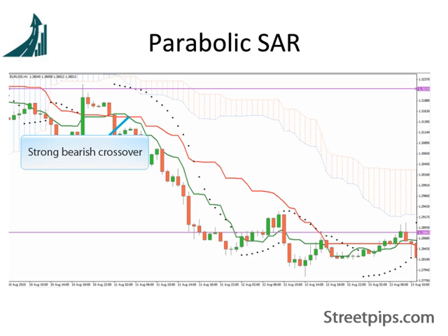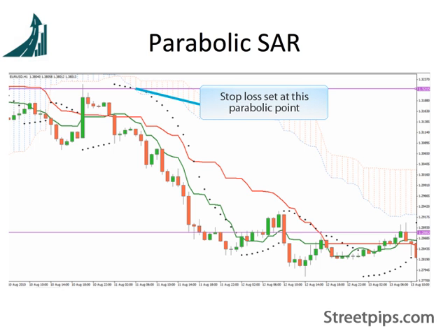As you can see in the chart shown, after the strong bearish Tenkan-sen, Kijun-sen crossover, we entered a short position. After going short, we set the stop-loss at the parabolic SAR level, as shown. Subsequently, as prices declined, we moved the stop-loss down, corresponding to the parabolic SAR.